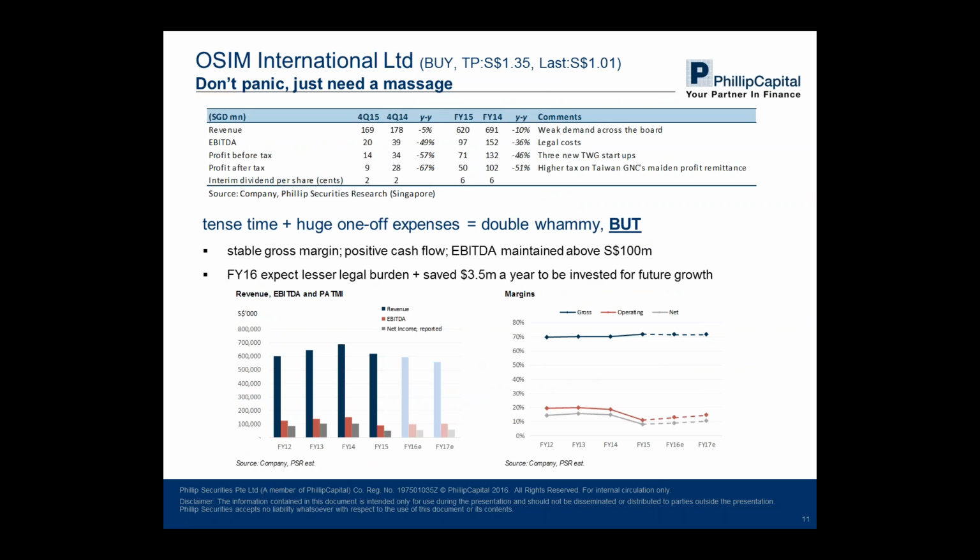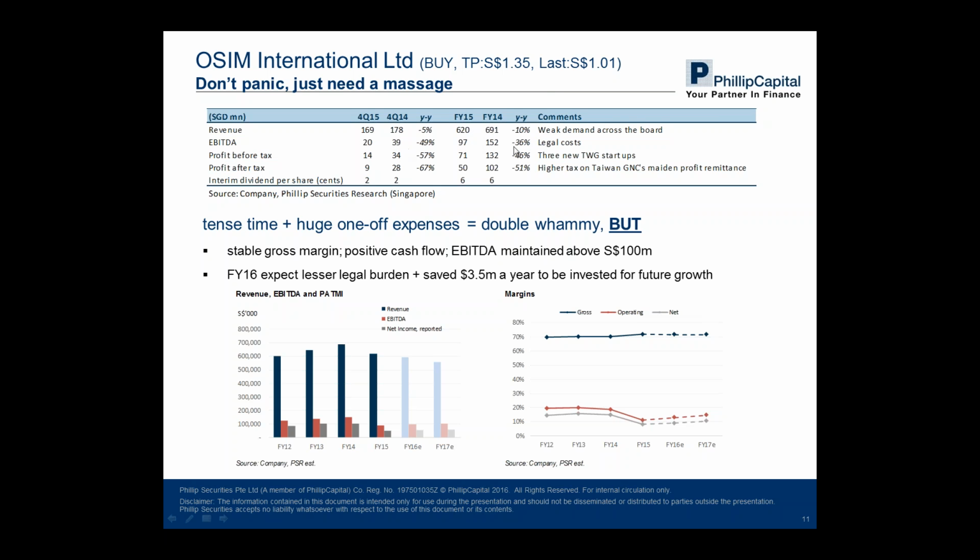Okay, so for OSIM, as you can see that compared to their last year, their 2015 full year earning is down due to weak demand across the board. Across their 5 key core markets, China, Hong Kong, Taiwan, Singapore, and Malaysia. But the management said that Hong Kong is still holding up. Singapore in particular is weak. And for Malaysia, the volume is still there, but highly affected by their weak currency.